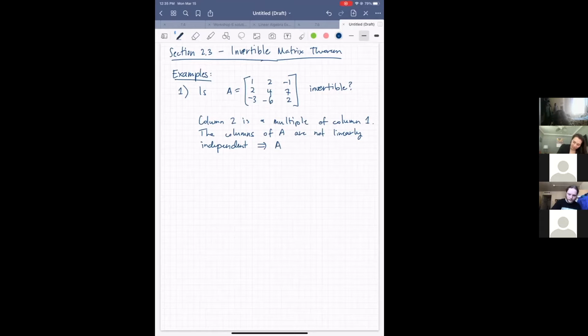Yes, exactly. This means that A is not invertible. Right? Okay. So this was, let's just say, by the invertible matrix theorem. Okay, and then let's look at another example.